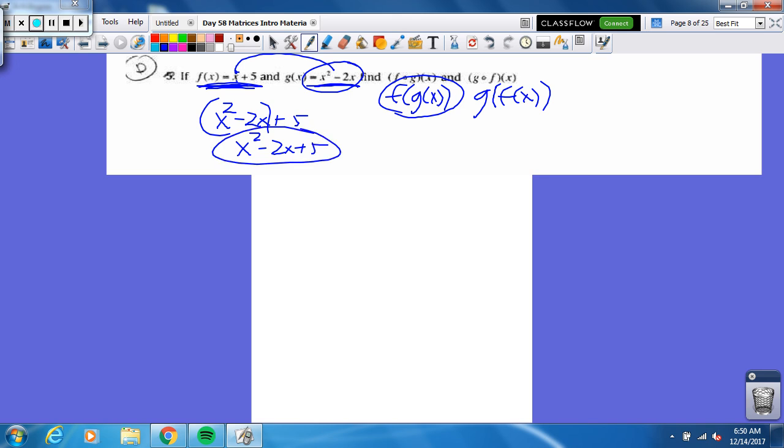Okay, so now here's the fun one. Last one. Let's see if you got it. So let's go to green here. So g of f of x. So what am I going to do? I'm going to plug this f of x in for every x. So there's 2 x's, so I plug in x plus 5 twice. Hopefully you picked that up. So that's going to be x plus 5 squared minus 2 times x plus 5. That x plus 5 goes in both places.